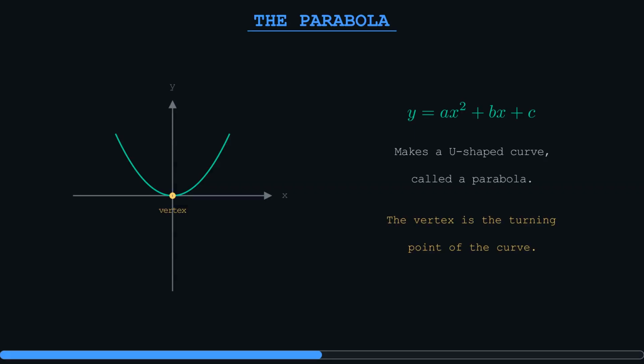A quadratic equation, y = ax² + bx + c, produces a curved graph called a parabola. It always makes a U-shape, opening upward when a is positive. The lowest point of the curve is called the vertex, and the curve is symmetrical about a vertical line through the vertex.